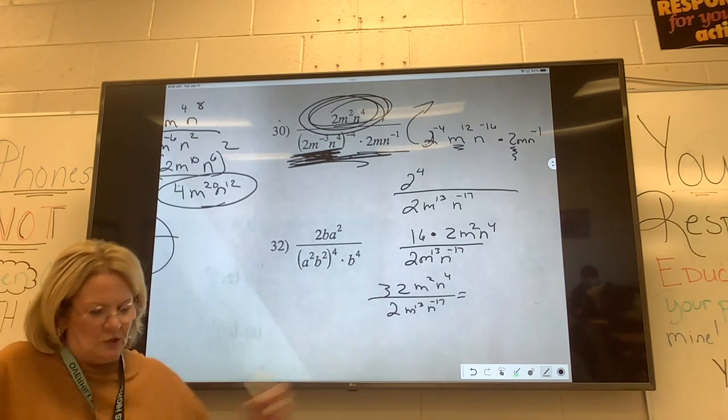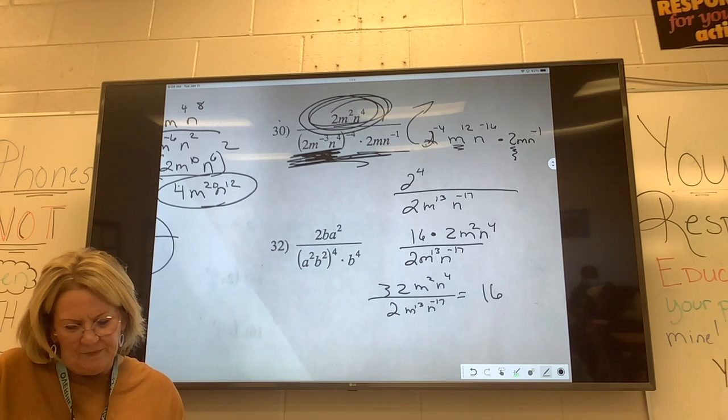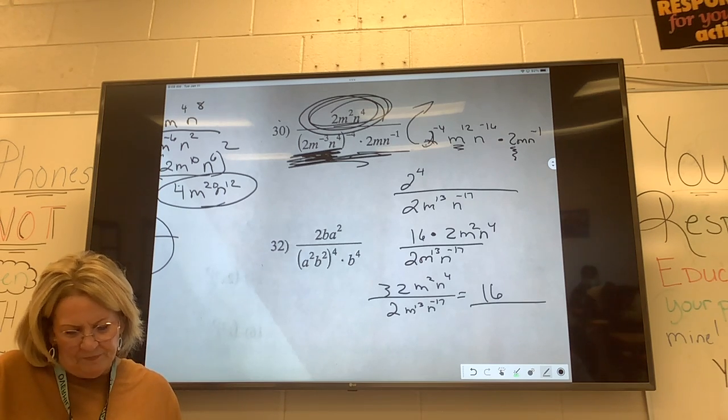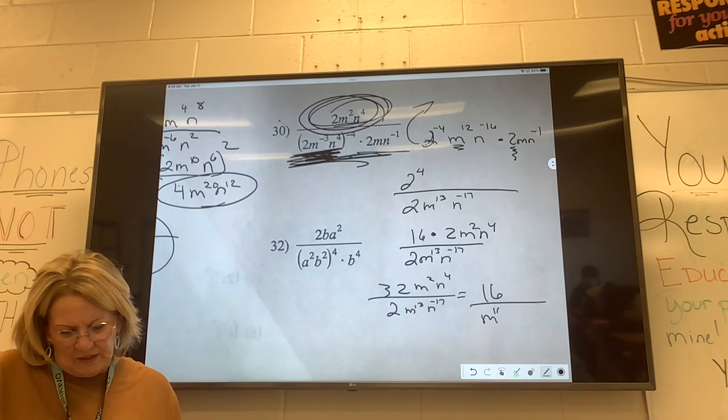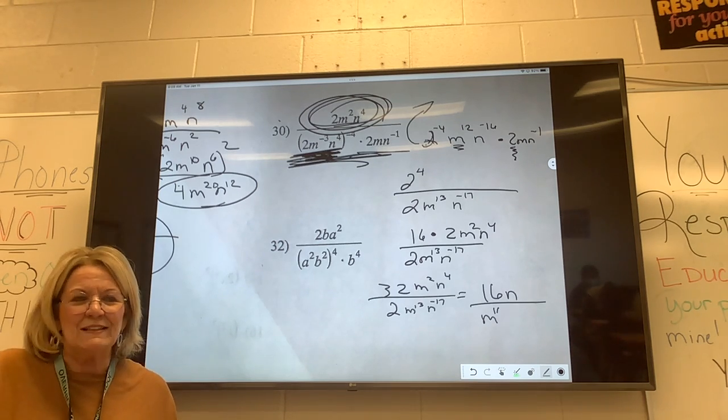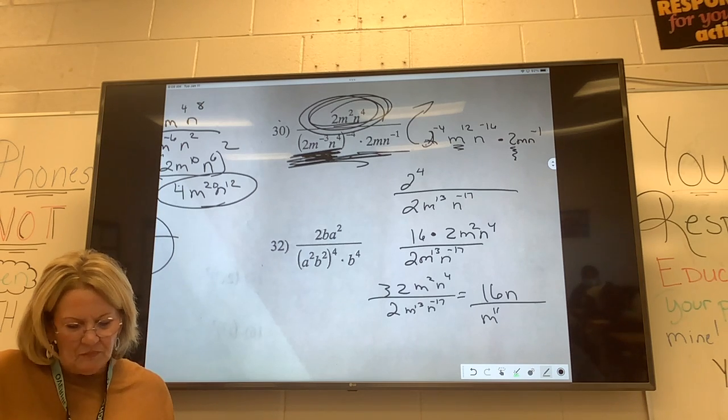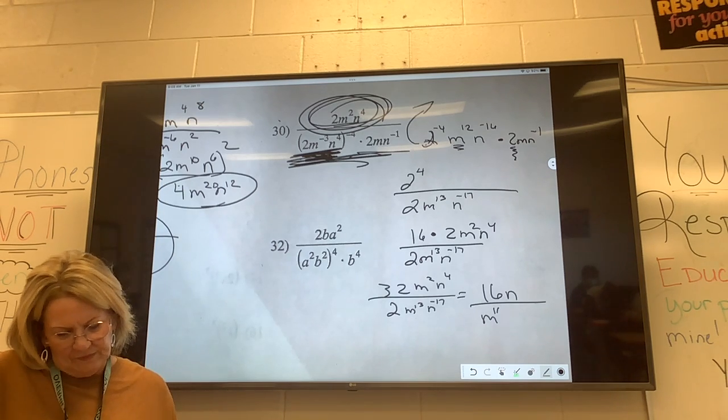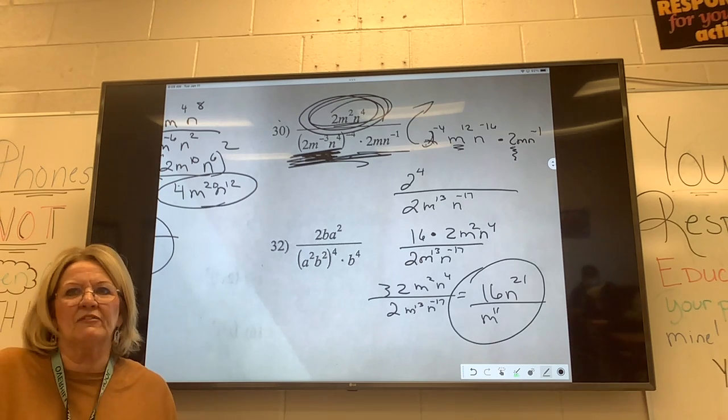32 divided by 2 is 16. Larger m is on the bottom. 13 minus 2 is 11. Larger n is on top. 4 minus a negative 17 is 4 plus 17, and that's 21. That's my final answer.